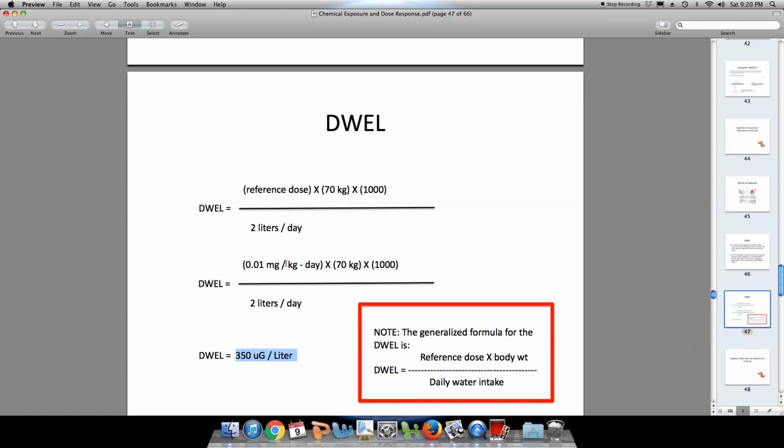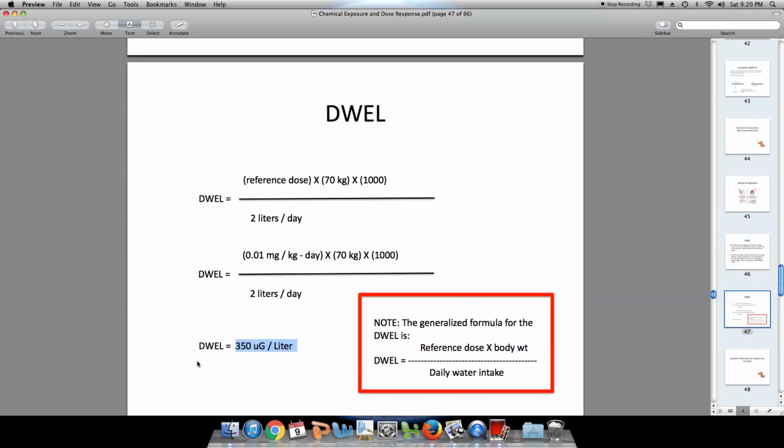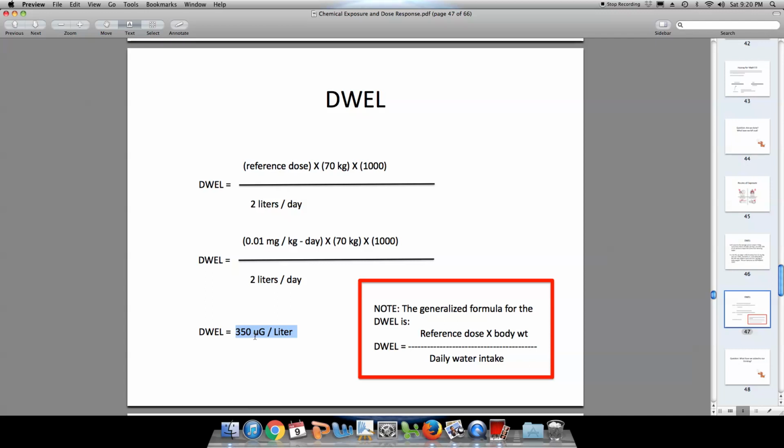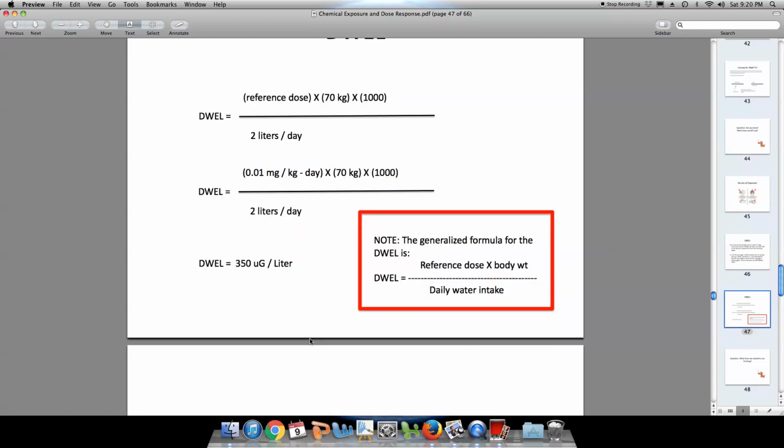So milligrams per kilogram of body weight per day times 70 kilograms typical body weight times 1,000 to convert from milligrams to micrograms divided by 2 liters of water a day gives us a drinking water exposure limit for xanthamine hydrochloride at 350 micrograms per liter.